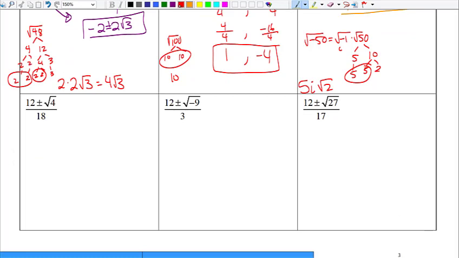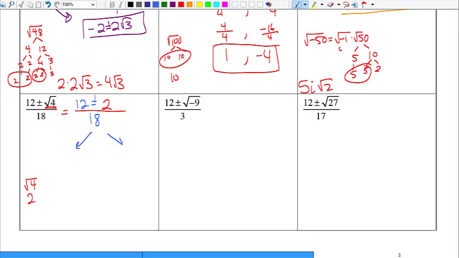All right, let's take a look at the next one. Root 4. Root 4 is plain 2. So that means the 12 plus or minus root 4 turns into plain 2 over 18. Because I don't have a radical or an i, I actually have to evaluate the rest of this.